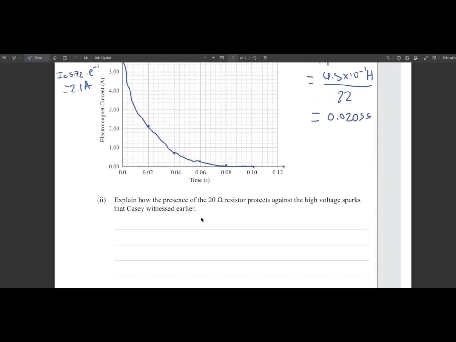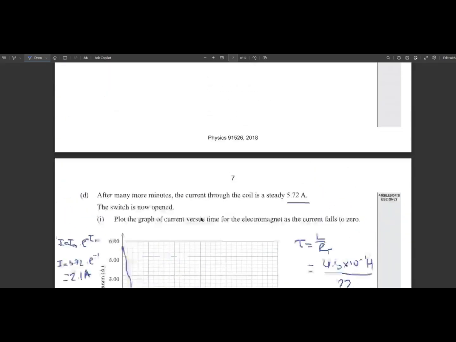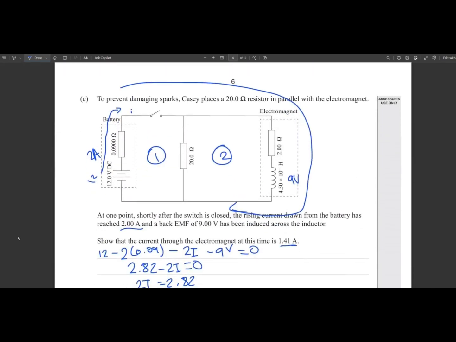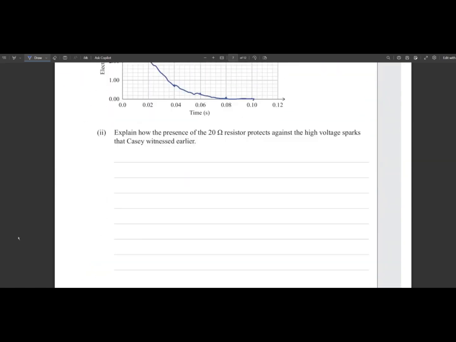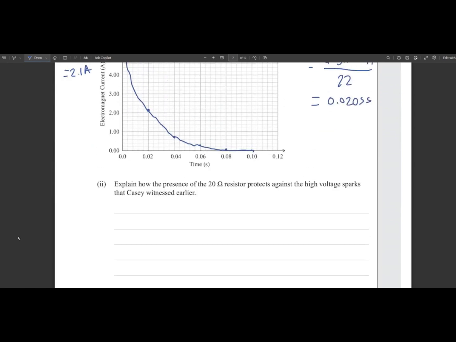Explain how the presence of the 20 ohm resistor protects against high voltage sparks. Basically, recall that it's in parallel, right? So when you have two resistors in parallel, it decreases the overall resistance because 1 over the total resistance is 1 over R1 plus 1 over R2 plus 1 over Rn, the nth resistor. So it's an inverse relationship.